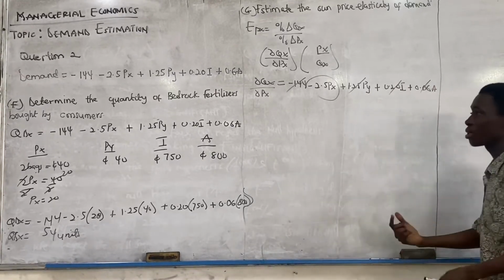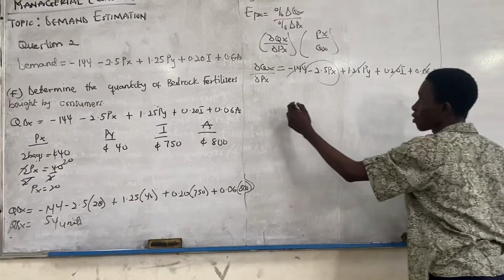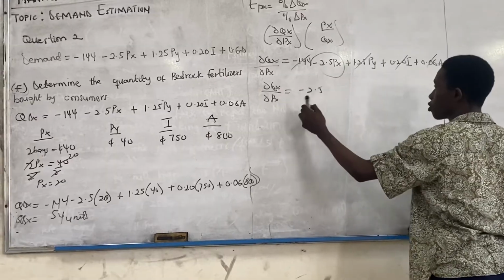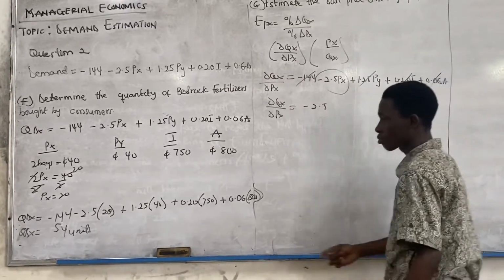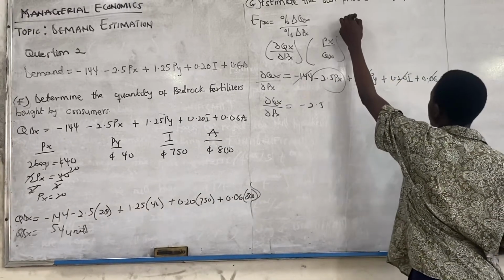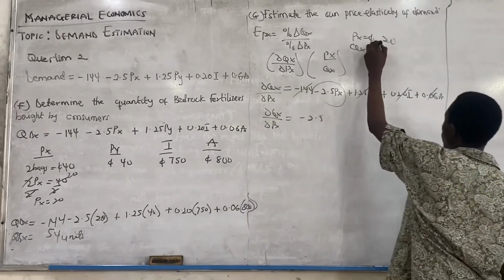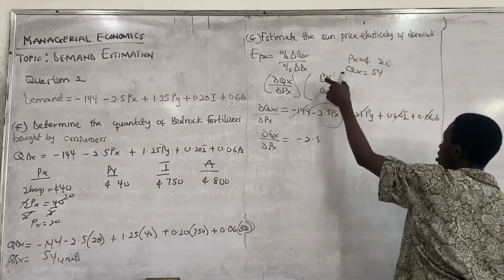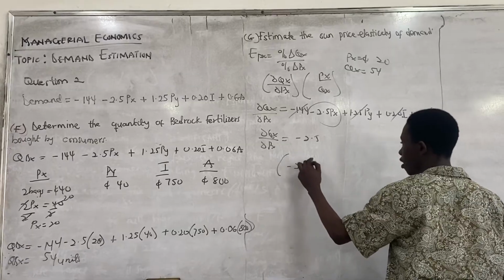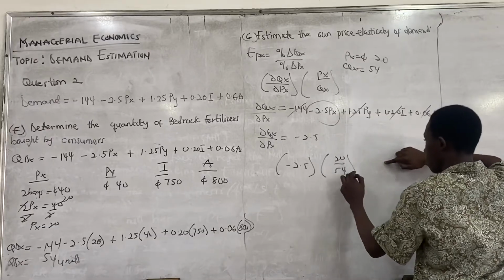So what next? You will then pick the coefficient of Px, or the number attached to Px. What is it? Negative 2.5. So our derivative of QDX with respect to Px is negative 2.5. So we now have this. All the Px in the question, not the 40, but the actual, the new price 20. So we have Px 20, QDX 54. We now have Px 20, QDX 54, and the differentiated part of minus 2.5. So minus 2.5 times Px 20 over QDX 54.